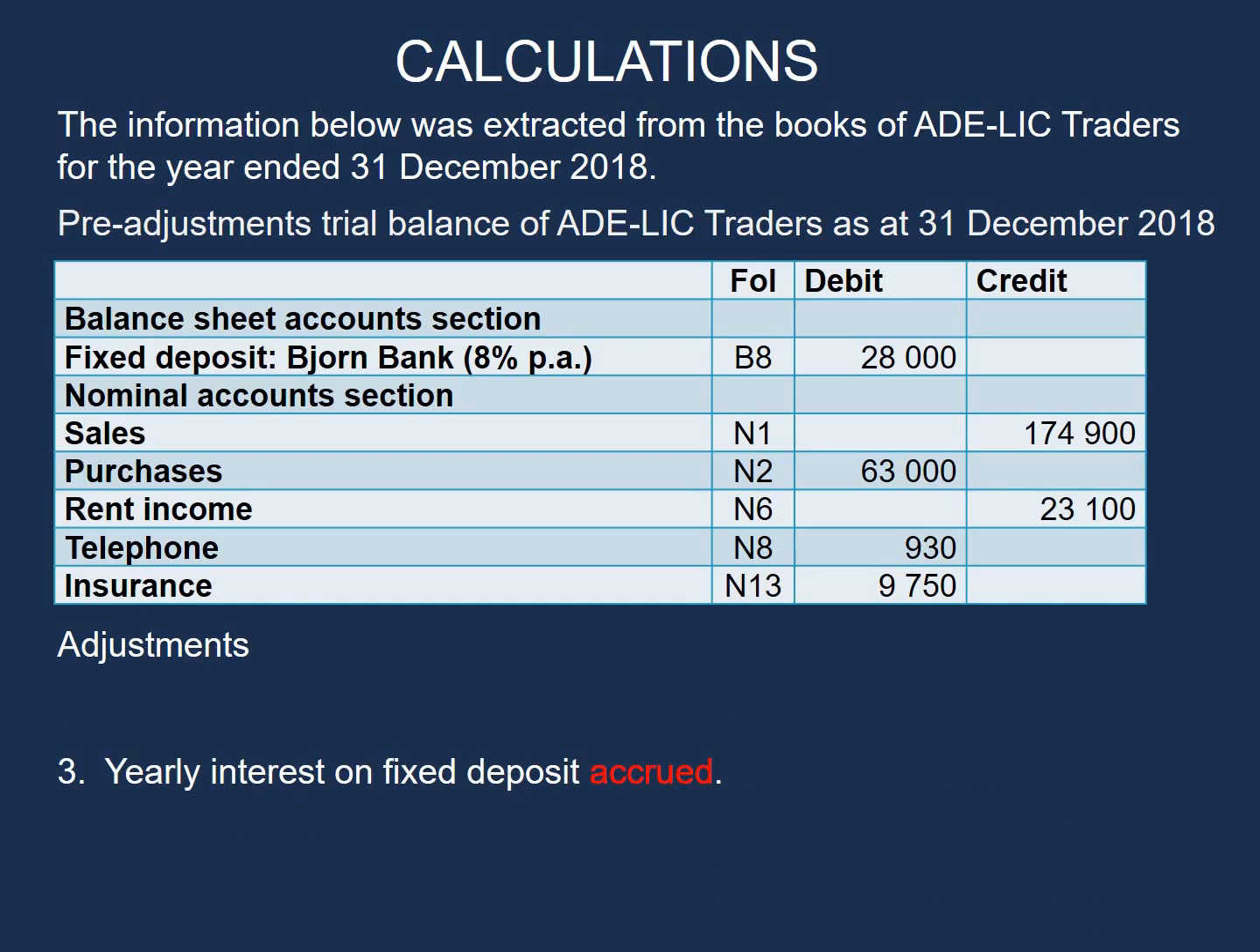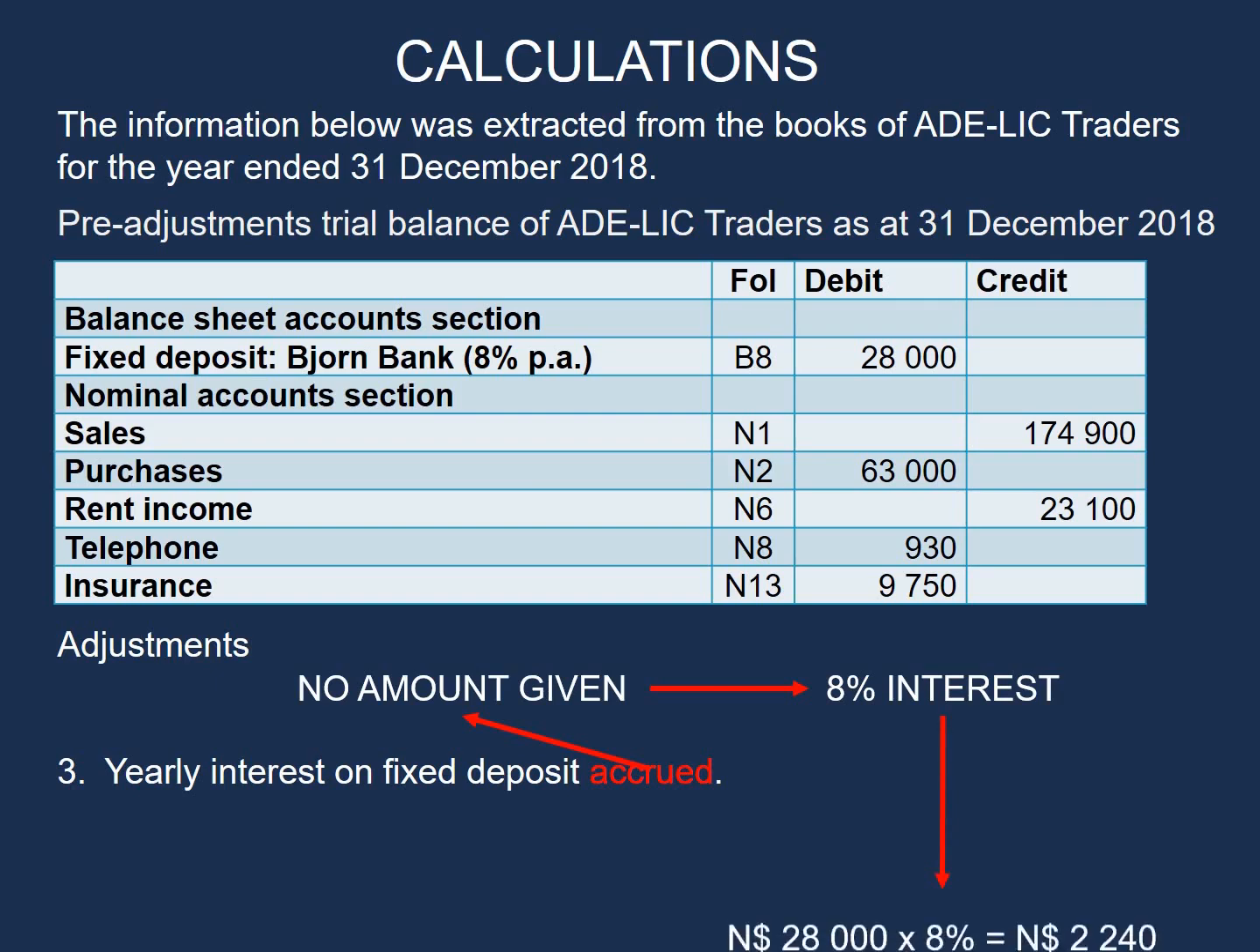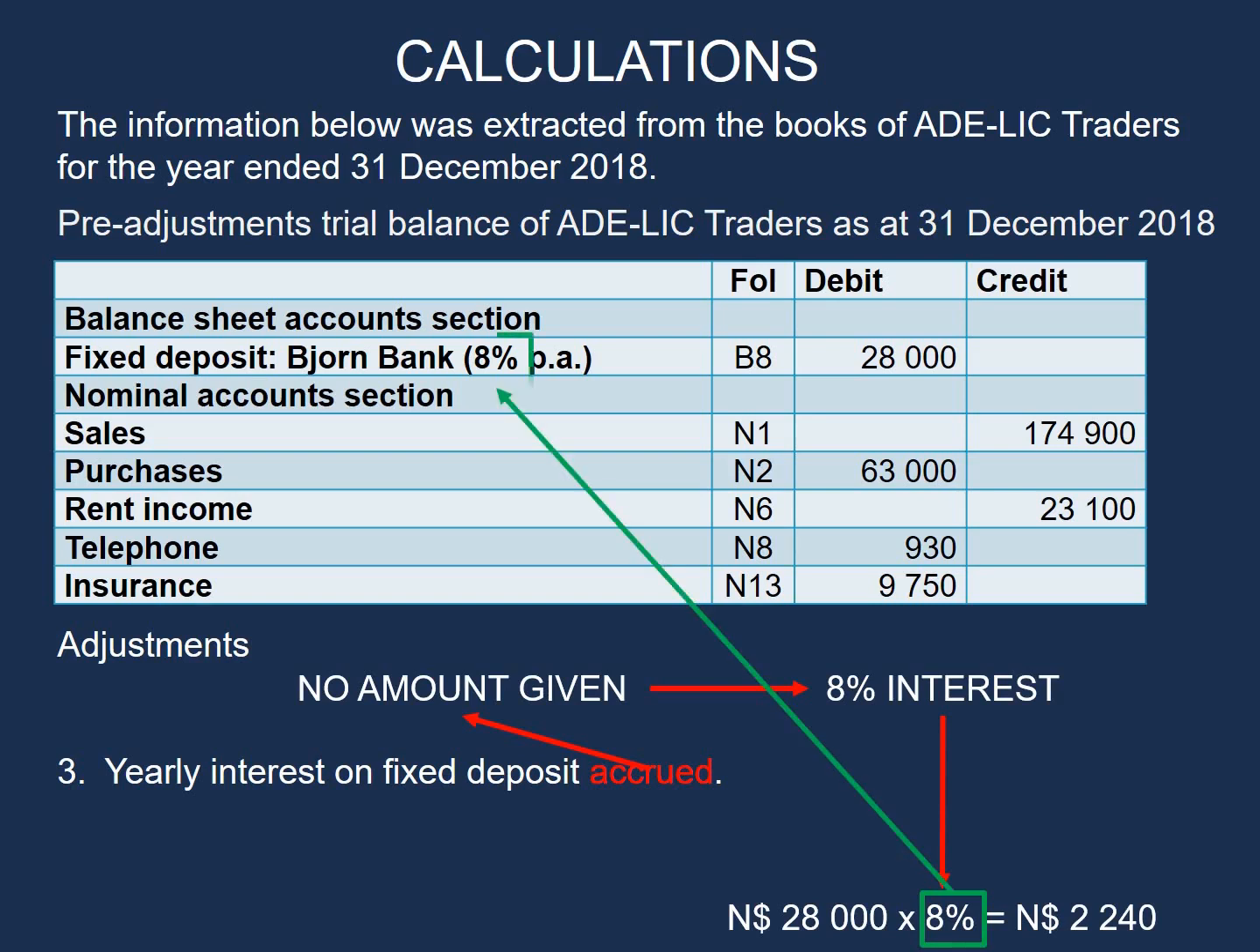Yearly interest on fixed deposit accrued. For this adjustment, no amount is given, so we need to work on our 8% interest that we have on our fixed deposit. So to calculate this, we will take our 28,000, which we get in our trial balance, multiplied by the 8%, which we also get in our trial balance, and that will give us $2,240, and this is the amount we will post in the general journal.